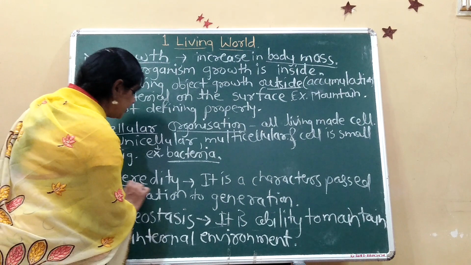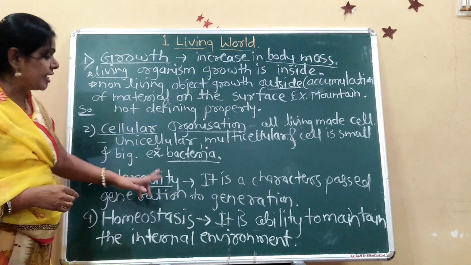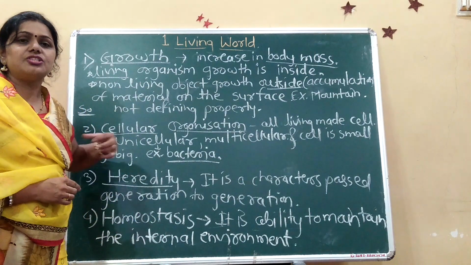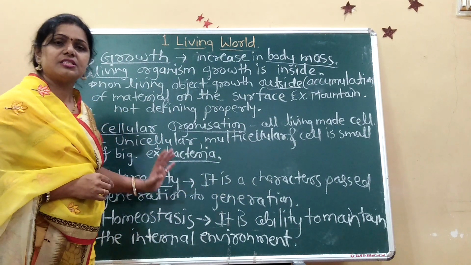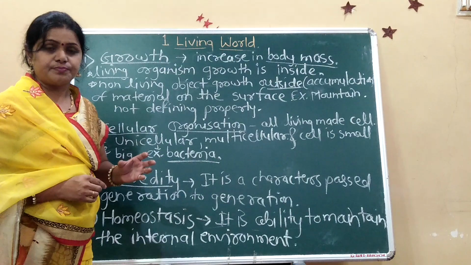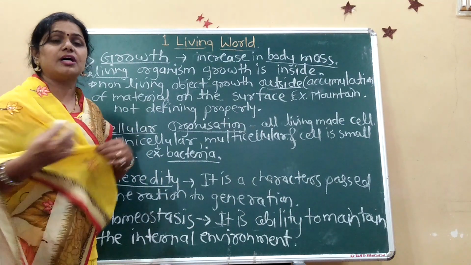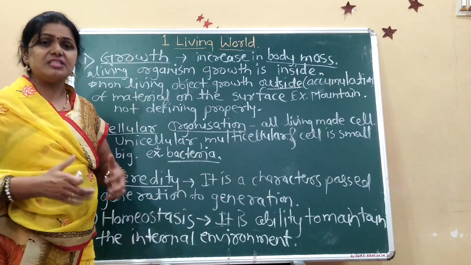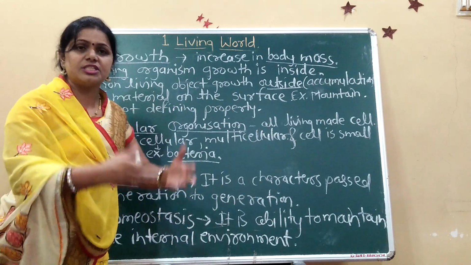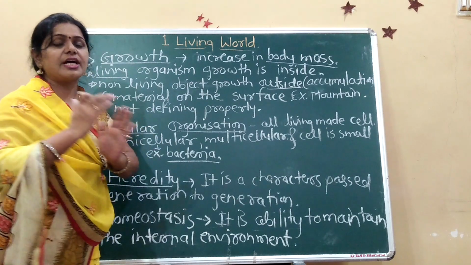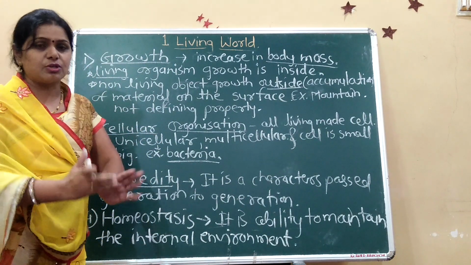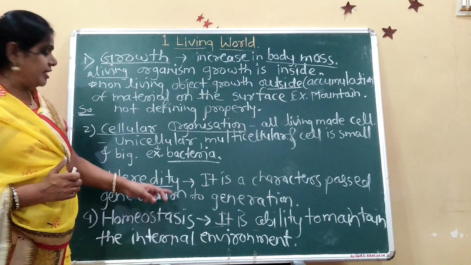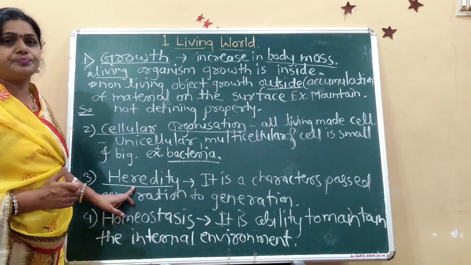Then heredity, anuvansh. Here heredity is characters that are passed generation by generation, that is what heredity means. Anuvansh happens only in living things. From one generation to the next, some characters are passed on. That is one of the characteristics of living things, that is heredity.